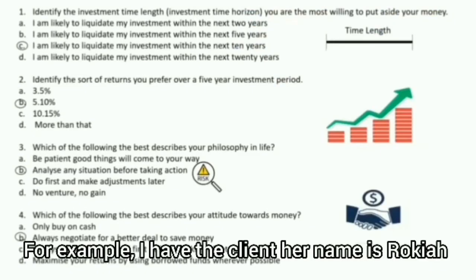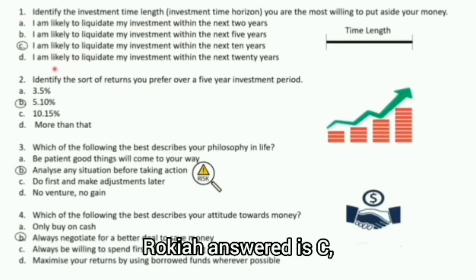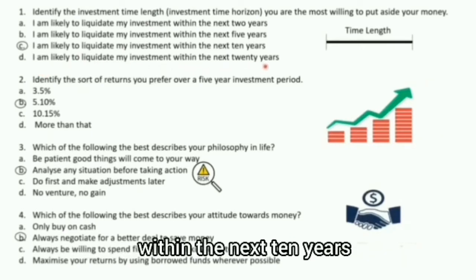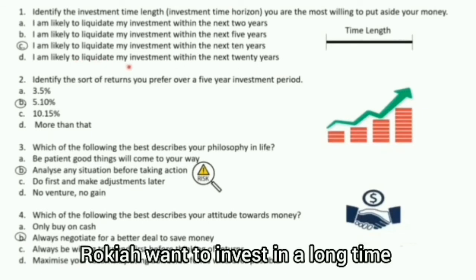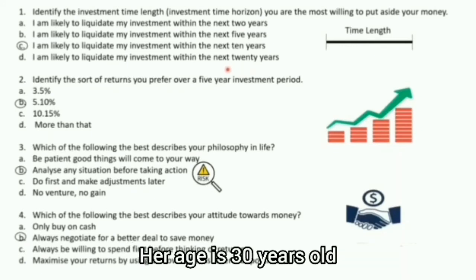For example, I have a client. Her name is Rokia. For the first question, identify the investment timeline of your client. Rokia's answer is C. I am likely to liquidate my investment within the next 10 years. So we can see that Rokia wants to invest for a long time because she's still young. Her age is 30 years old.